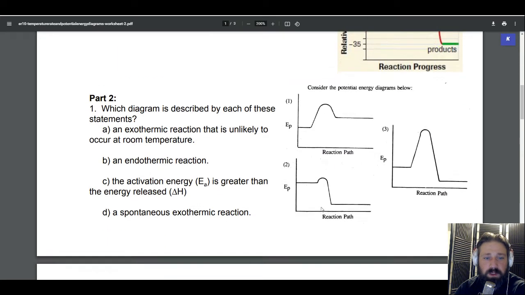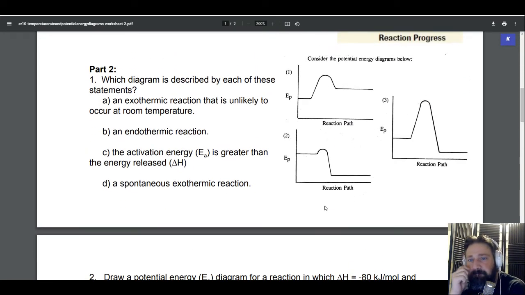All right. Next one. We have 3 different potential energy diagrams here. Which ones are described by each of these statements? An exothermic reaction that is unlikely to occur at room temperature. So out of these 3, which one is going to be unlikely to occur at room temperature and is exothermic?